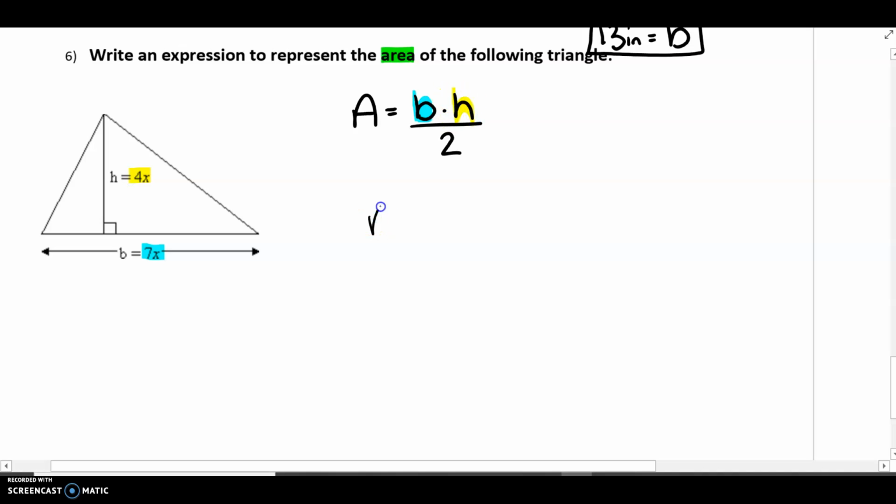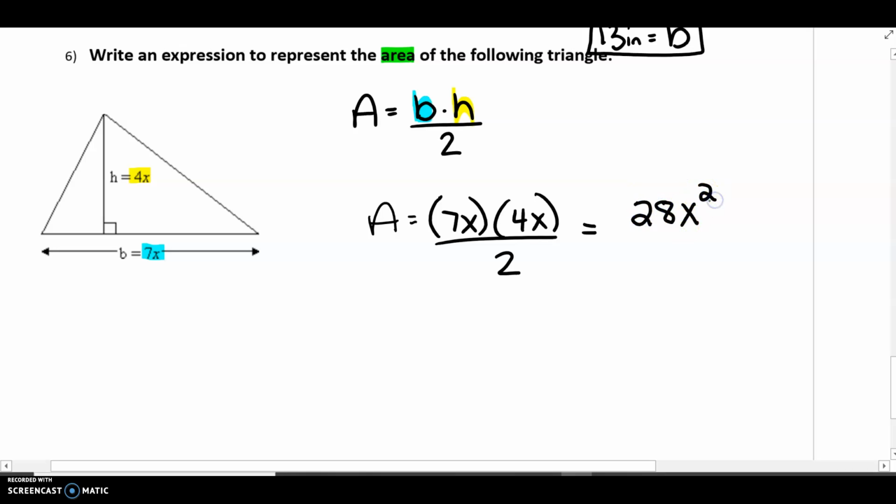So when I plug in those pieces, I see that I have 7x times 4x divided by 2. Some of you stopped there, but you're not done. You can actually go even further. 7x times 4x gives me 28x squared. And then when I divide that by 2, I have 14x squared. And this is going to be units squared.